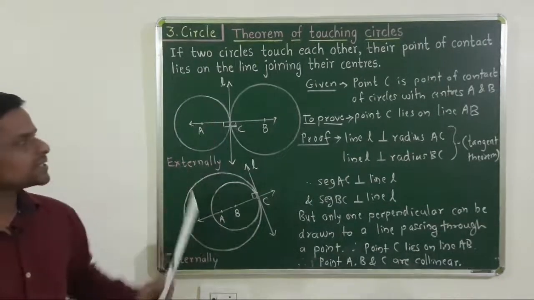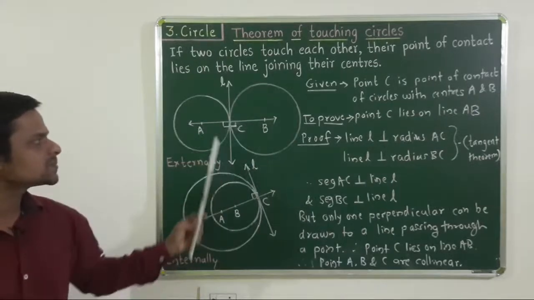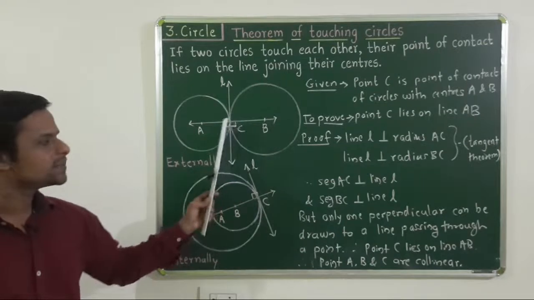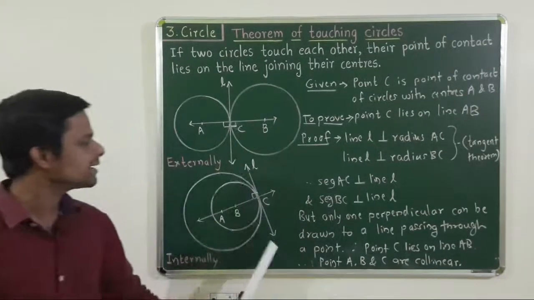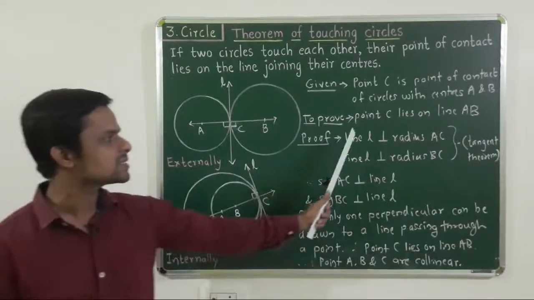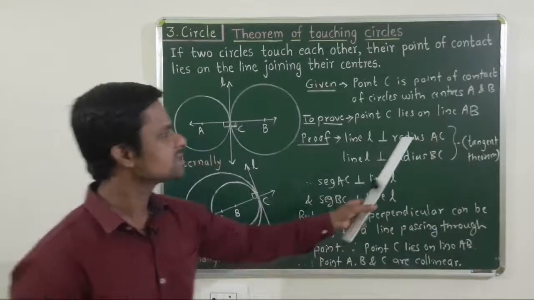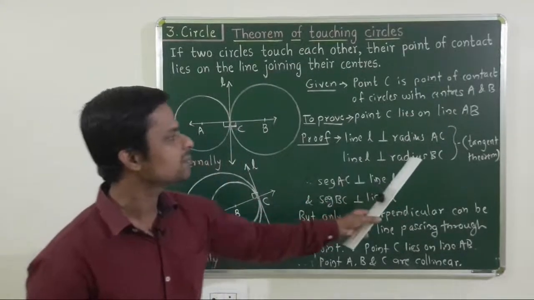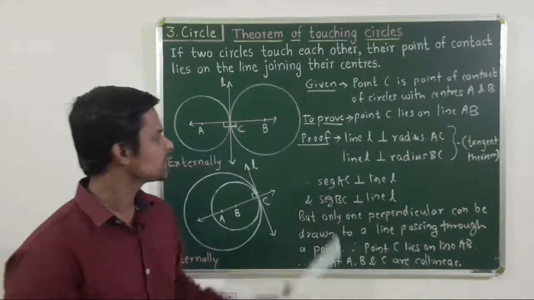Now we know the tangent theorem, tangent is perpendicular to radius. Hence line L is perpendicular to radius AC, line L is perpendicular to radius BC. Here also line L is perpendicular to radius AC and to radius BC. Reason is the tangent theorem. Radius AC means segment AC is perpendicular to line L, segment BC is perpendicular to line L.